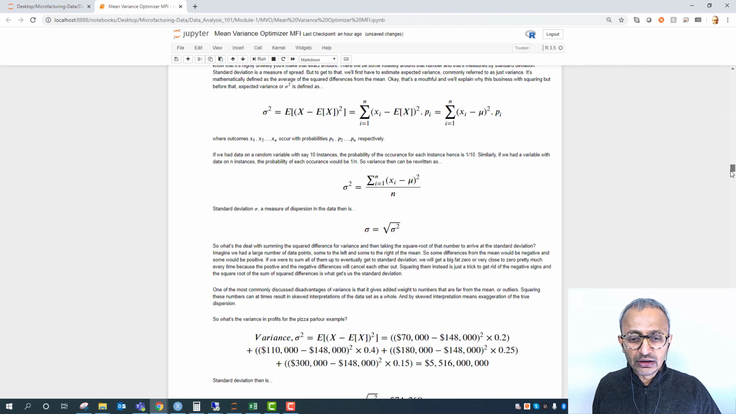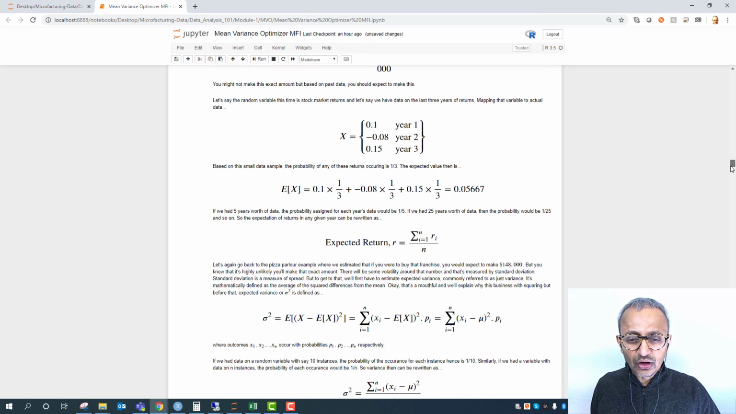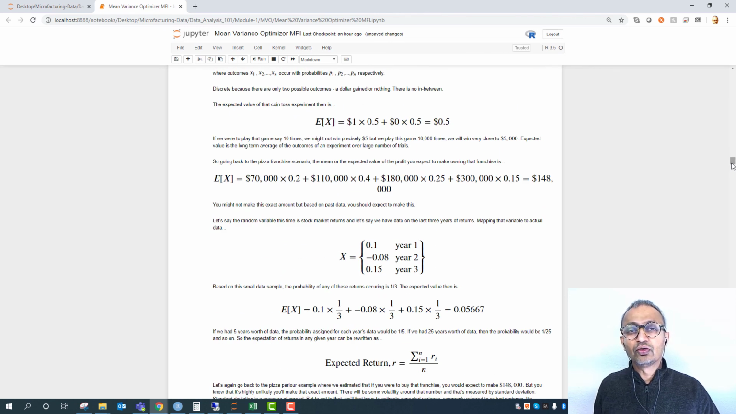So let's stop here. We talked about expected return. Let's continue with variance and then standard deviation.